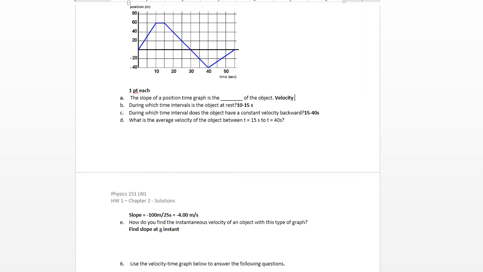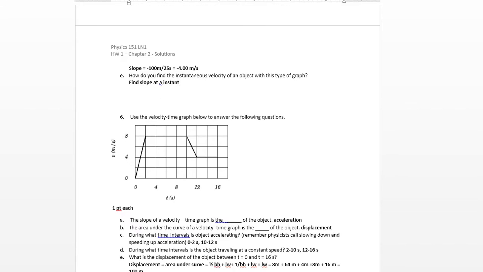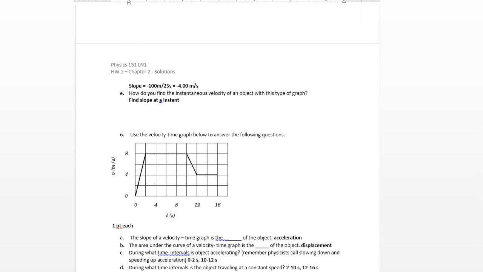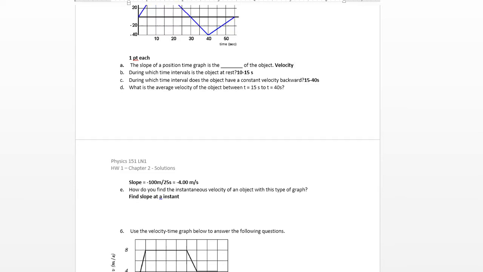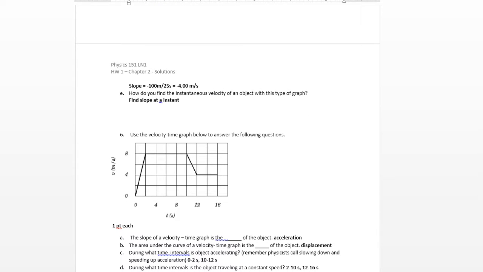And then the last thing that you're supposed to answer is what is that slope? And that slope, I just found the slope of that line and it was -4 meters per second. It's a negative sloping line, so you should have a negative slope. And I asked you how to find instantaneous velocity. It is the slope of the line tangent at that instant.